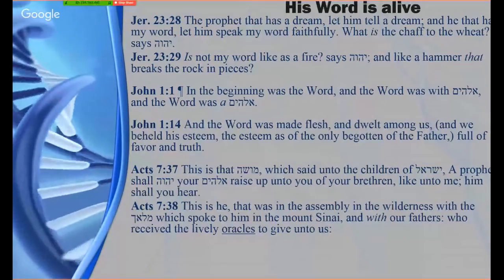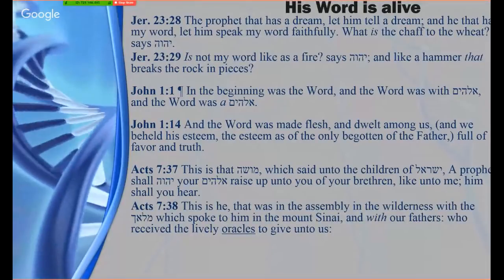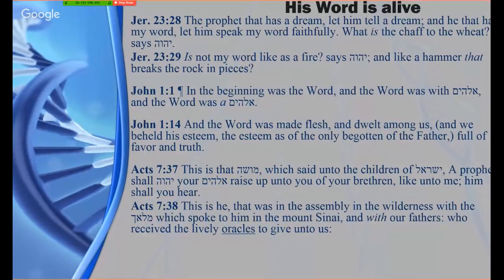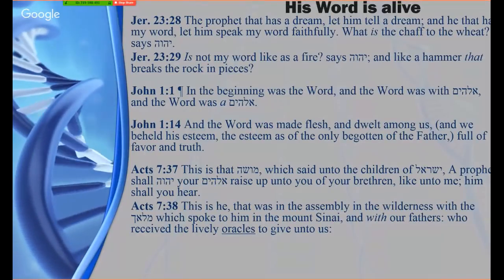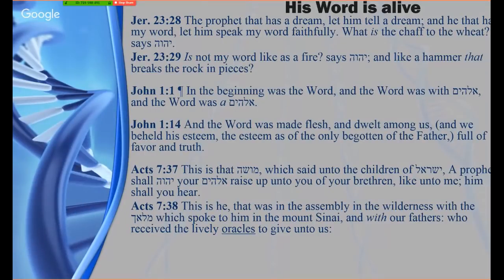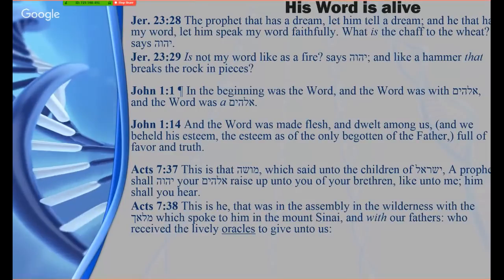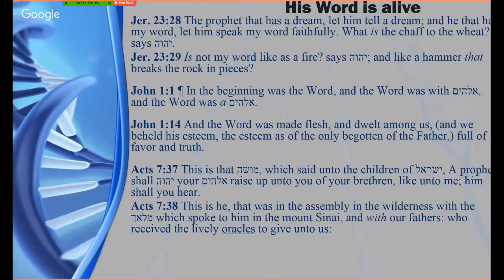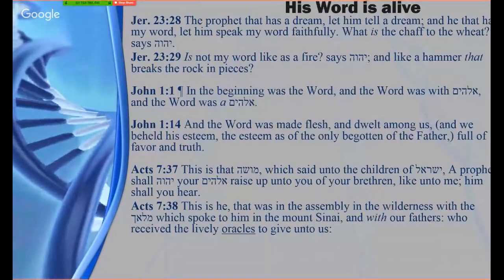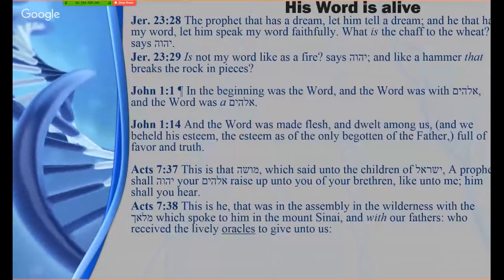Acts 7:38 says, this is that Moses, which said unto the children of Israel, a prophet shall Yahuah your Elohim raise up unto you of your brethren, like unto me, him you shall hear. Then it says, this is he that was in the assembly in the wilderness with the Malach, or the messenger, commonly called the angel, which spoke to him in Mount Sinai, and with our fathers, who received the lively oracles to give unto us.